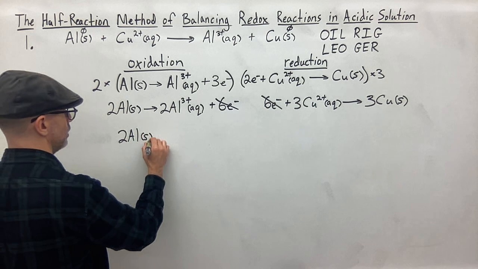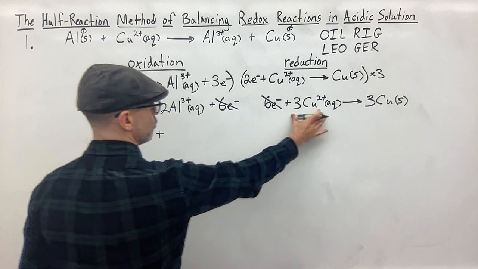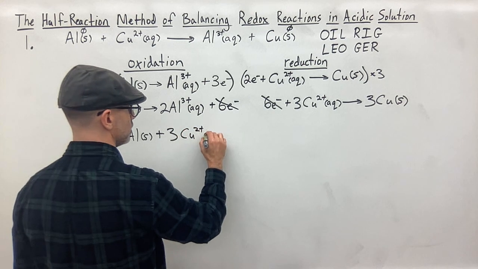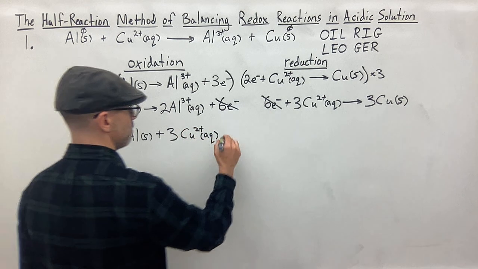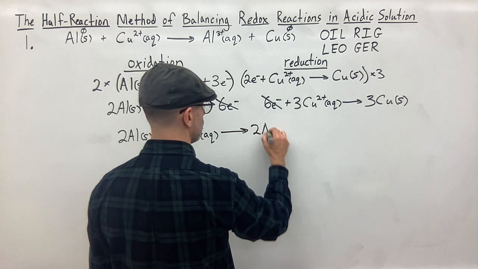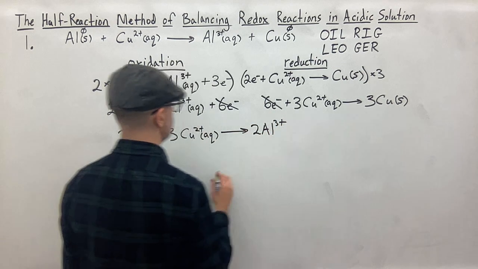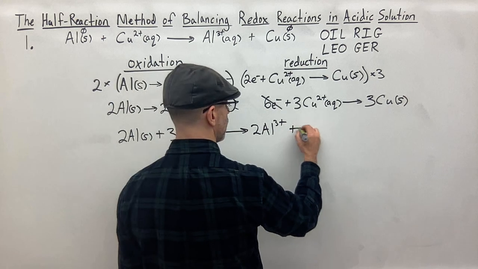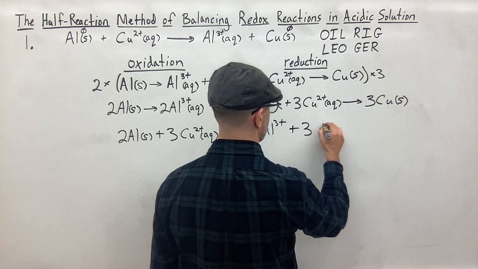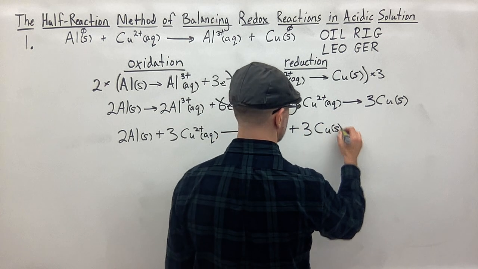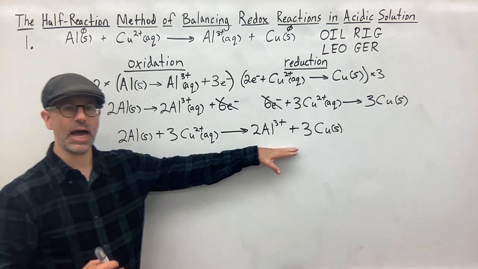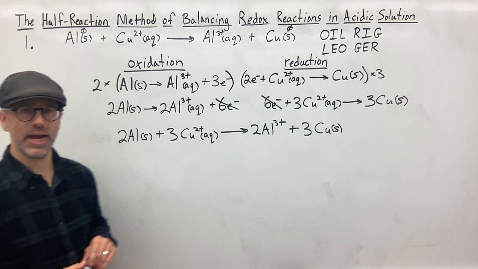So then I get 2Al solid plus 3 Cu2+ aqueous. That's going to go to 2 Al3+, and then I have 3 Cu solid. And so at this point, you can see that we now have a balanced redox reaction.